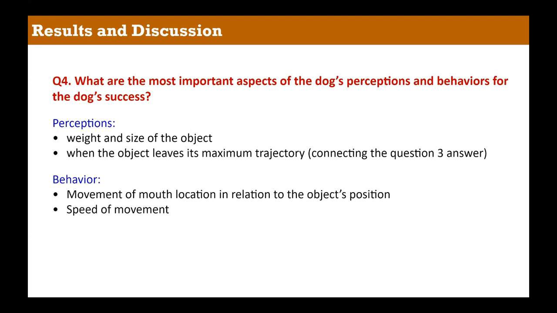Behavior-wise, we notice that Fritz constantly moves its mouth away from the object's landing position when it was right in front of it. So understanding the relative position of the object when moving its mouth, which blocks its eye of viewing, is important. It should also have a very fast speed to maximize reaching the thrown object's final location on time.